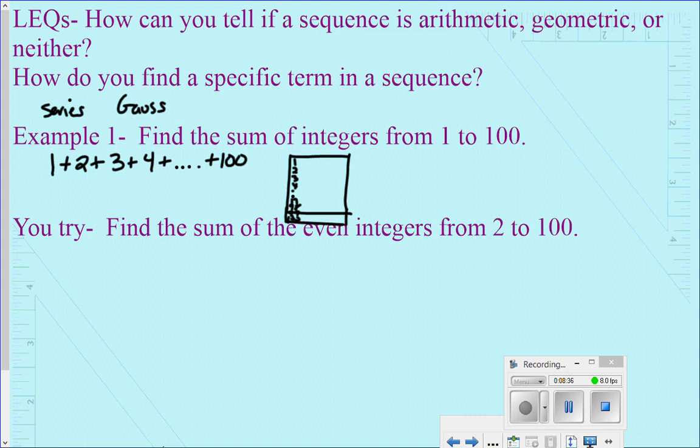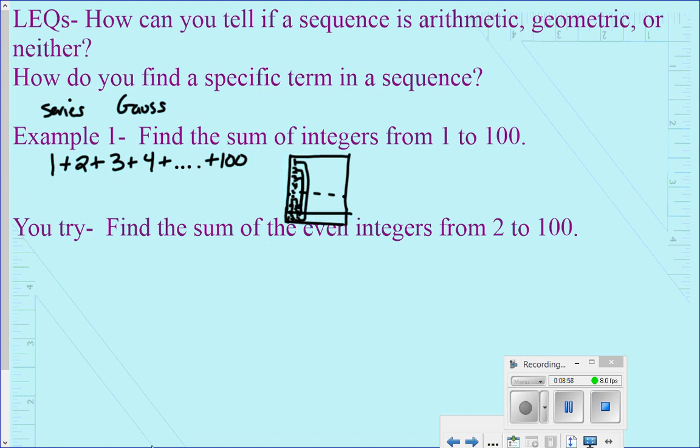So remember, we're trying to find the sum of these numbers. So what he thought was, well, I'm going to make it easier on myself. I'm going to fold this paper in half. And so when we fold it in half, 1 is going to touch the last term, which is 100. And 2 is going to line up with 99. 98 with 3, and so forth. All of those are going to line up when we fold the paper in half.